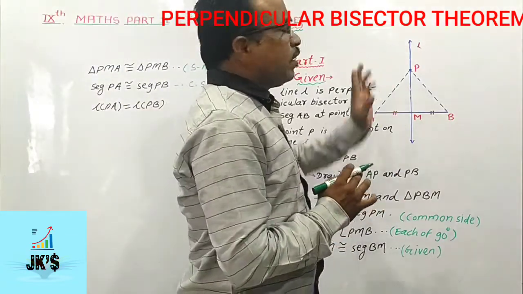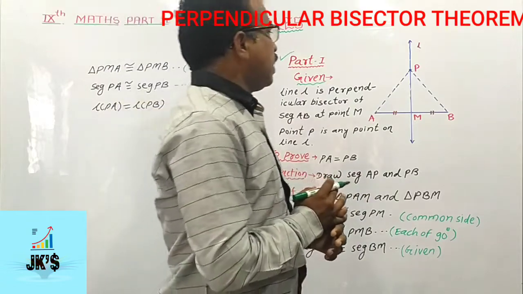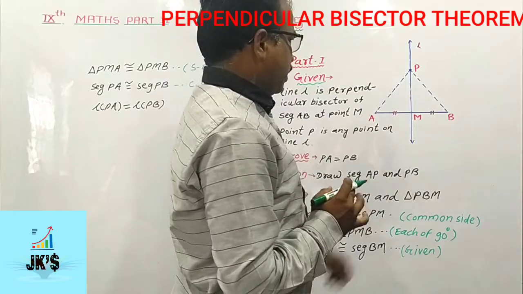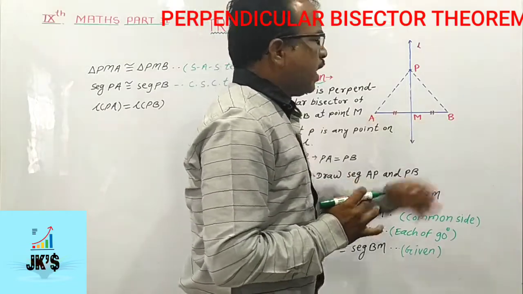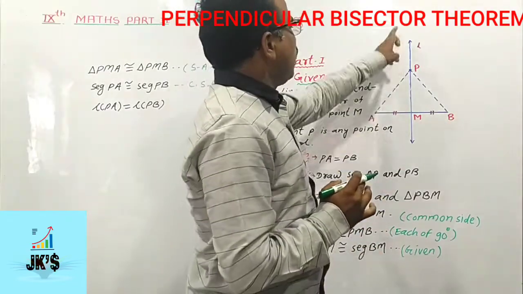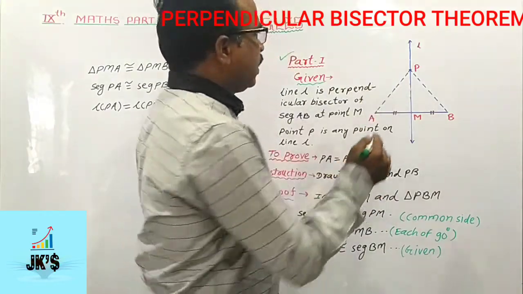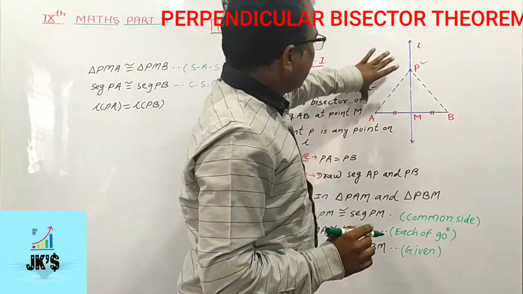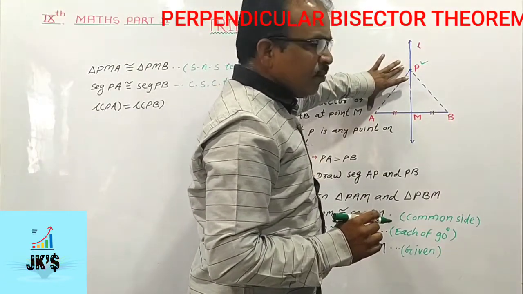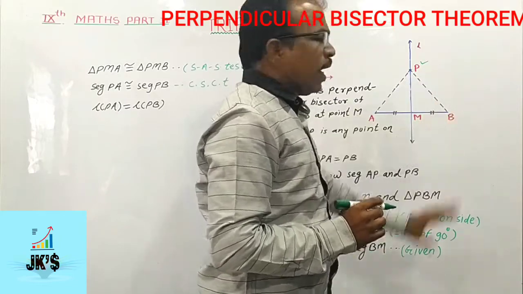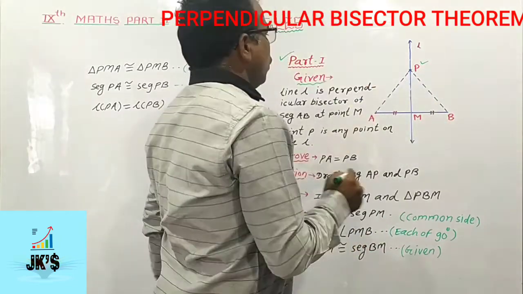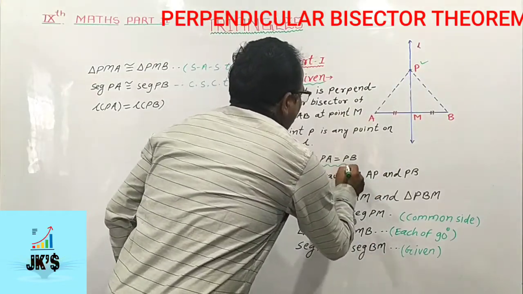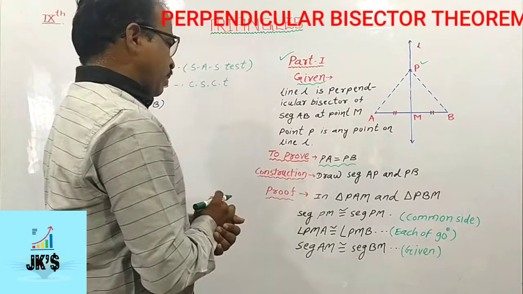The any point on the perpendicular bisector is at equidistance from the end point of the segment. End point of the segment are A and B. And any point on this perpendicular bisector, it is considered as a point P. So, we have to prove that the distance of P from A and distance of P from B are equal, means we have to prove PA equals to PB.